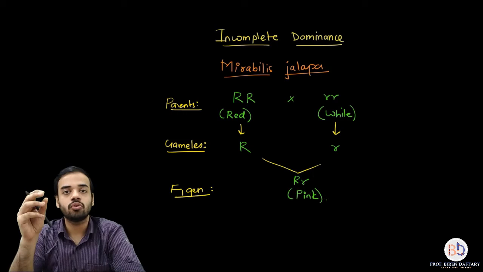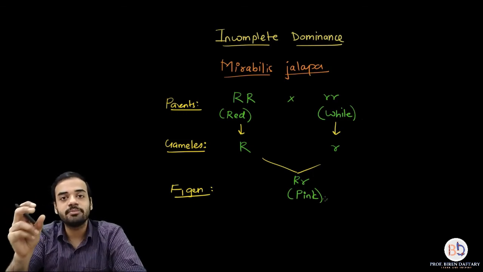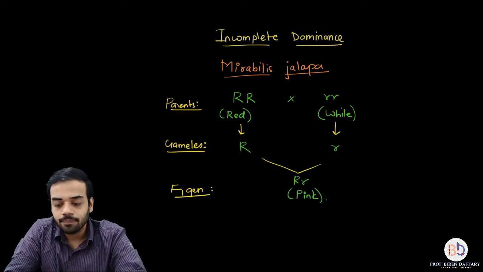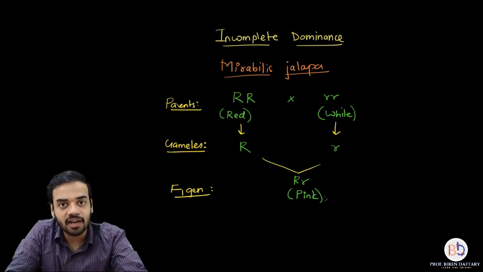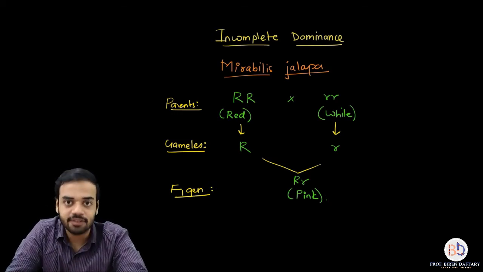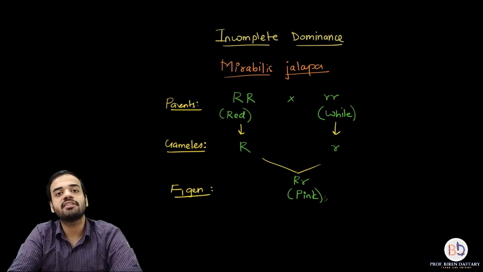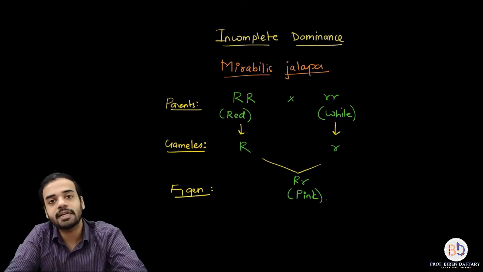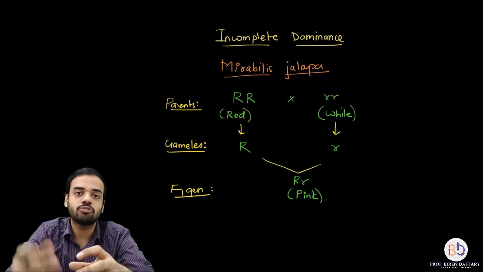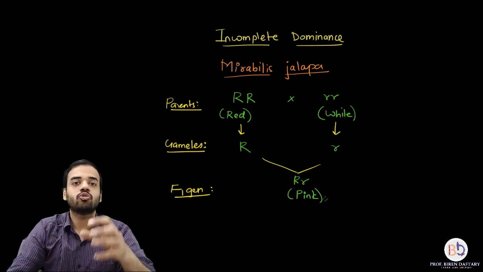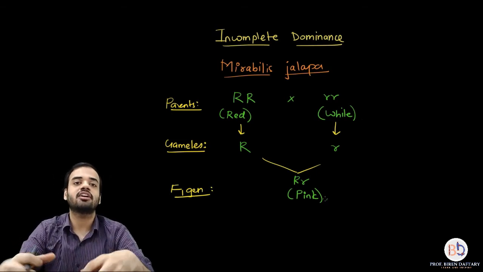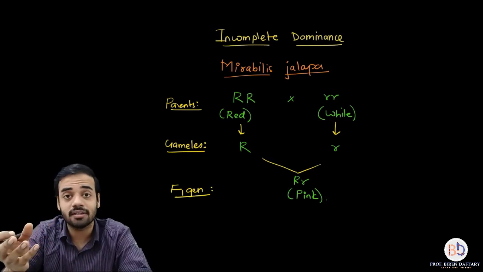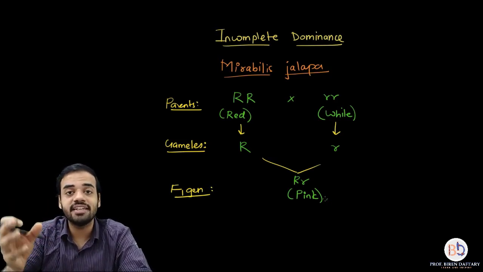Now, pink is an intermediate color when red and white are mixed. So what is happening here is both the alleles, capital R and small r, are exerting their effect, and because of that the final effect is a mixed effect, because capital R is trying to be dominant, and small r is also trying to be dominant. So red and white, both colors are coming through, and what you get as a final product is a pink color. So this is called incomplete dominance.